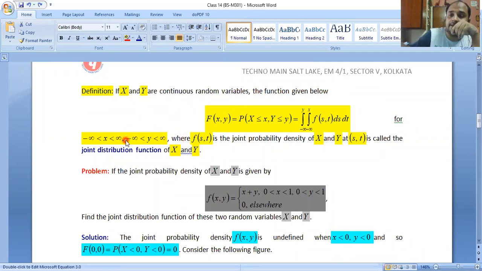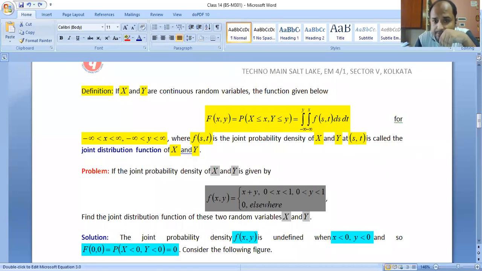And as usual, these x's and y's will lie on the entire real line, x on the x-axis and y on the y-axis jointly, where f(s,t) is the joint probability density of x and y at (s,t). F(x,y) is called the joint distribution function. The joint probability density f(s,t) has already been defined above, and we discussed it a few minutes ago. So given f(s,t), we are going to find the distribution function in the case of a bivariate continuous variable.